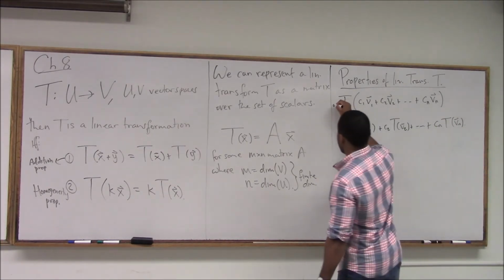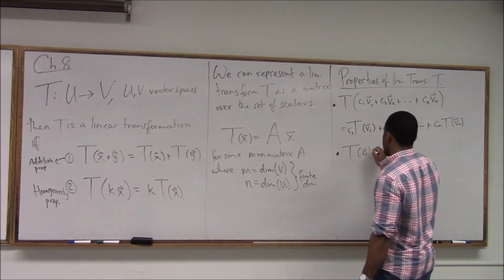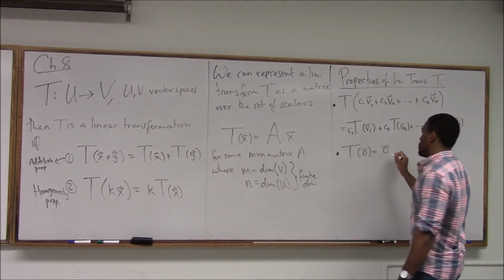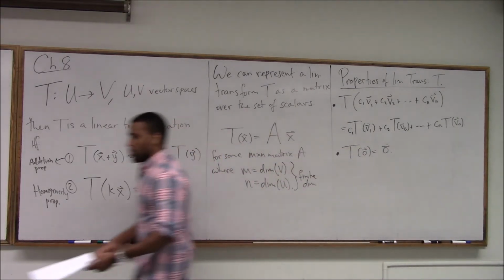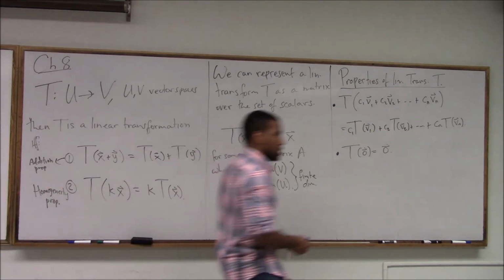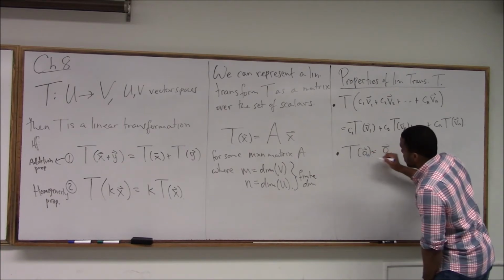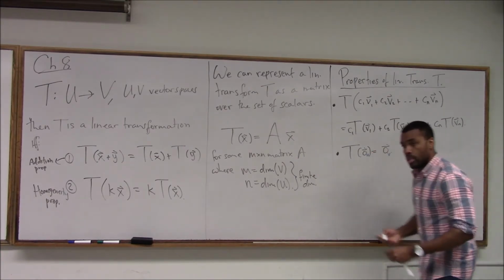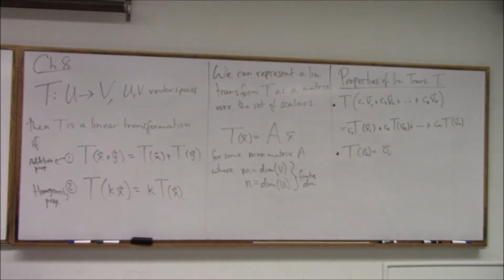So that's one property that we can break these up. Another property is that the zero vector will always map to the zero vector. And again, it's sort of abusive notation, but you should always be aware of who your domain and range is. Here I'm talking about the zero vector in U, while here I'm talking about the zero vector in V. So the zero vector in the domain set will always map to the zero vector in the range set.